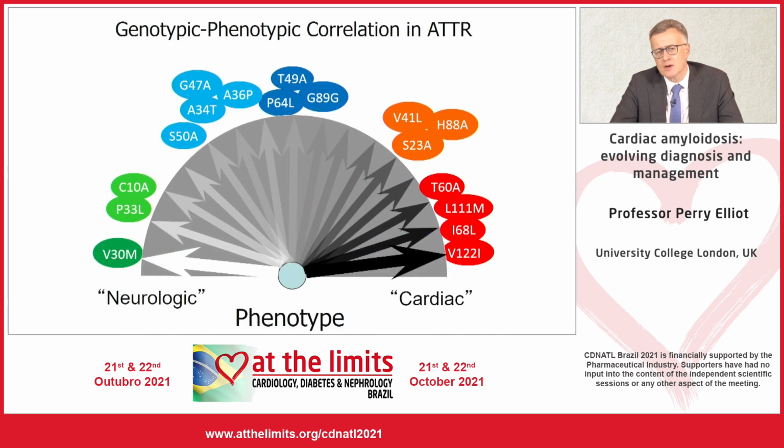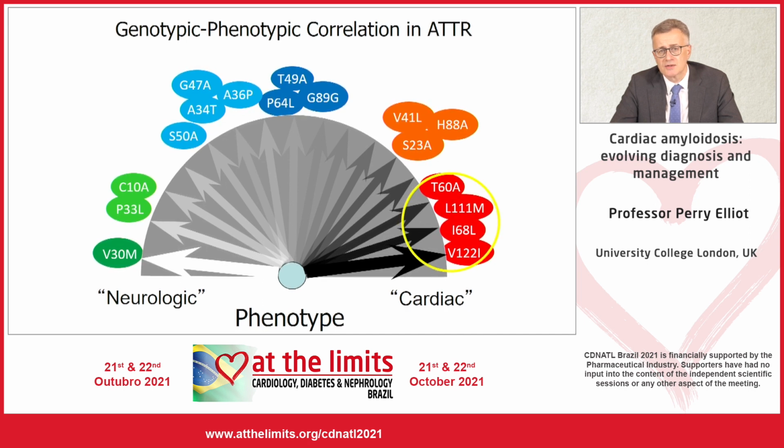The clinical picture, however, does seem to be, at least in part, related to the underlying mutation. Some mutations, for example, the V30M, which is endemic in Portugal, seem to be largely a familial early-onset polyneuropathy. Conversely, there are other mutations, such as the T60A, which seem to result in largely a cardiac phenotype.